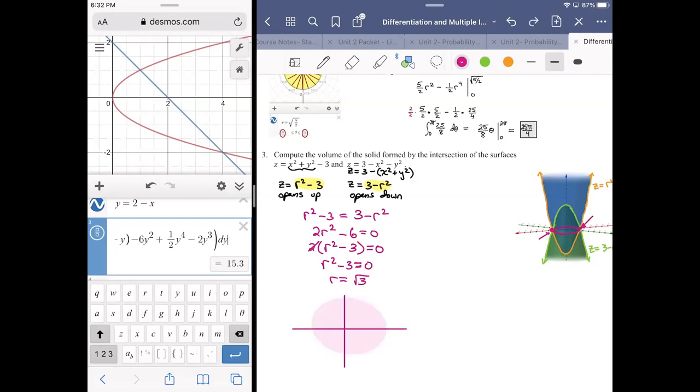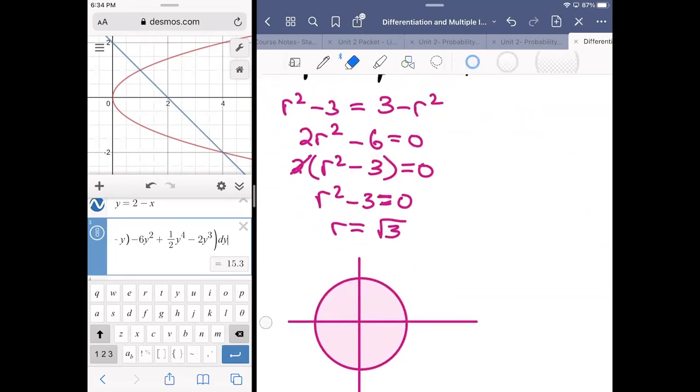That's not a circle. Still not a circle. All right, that's a passable circle.